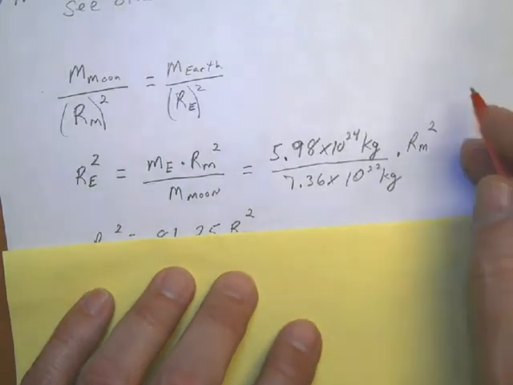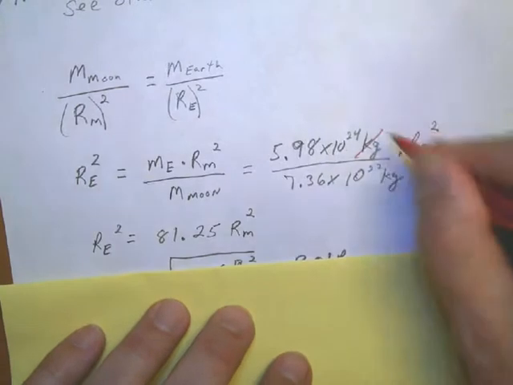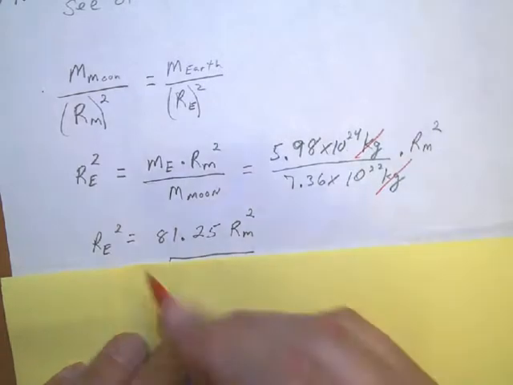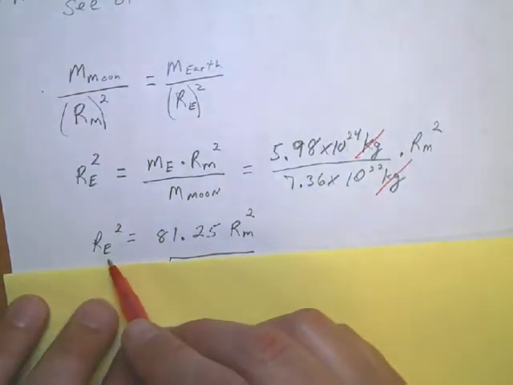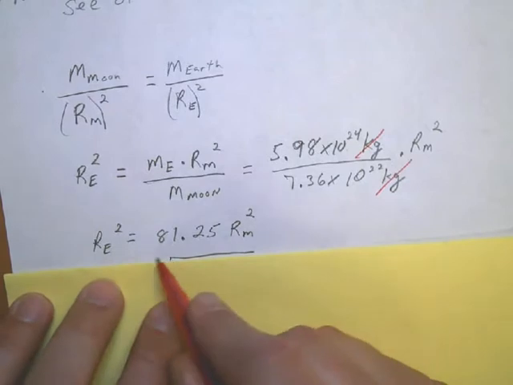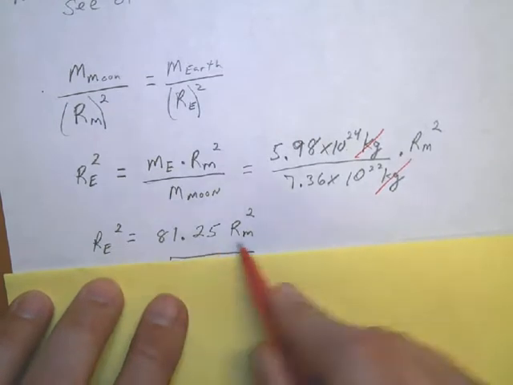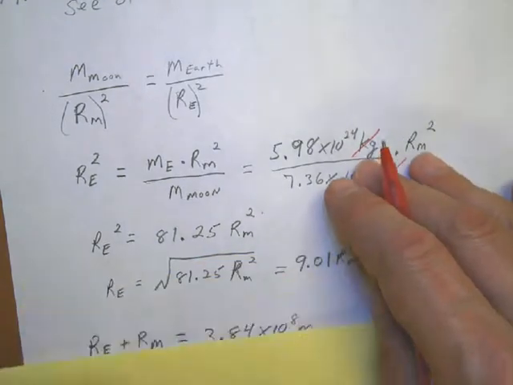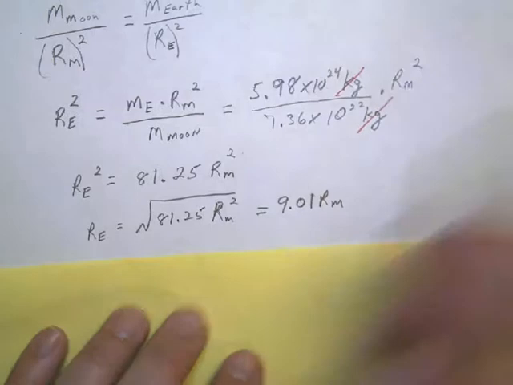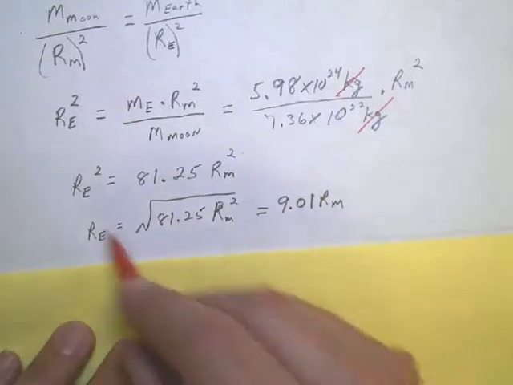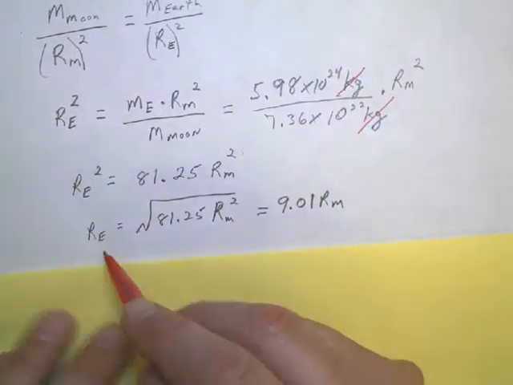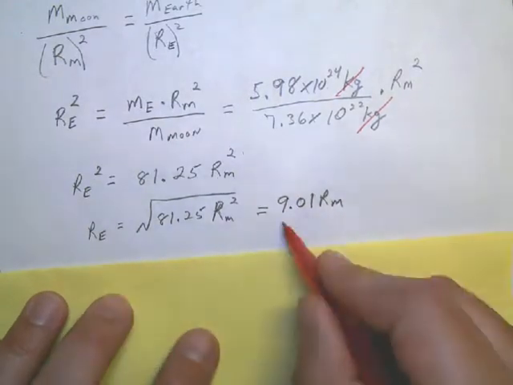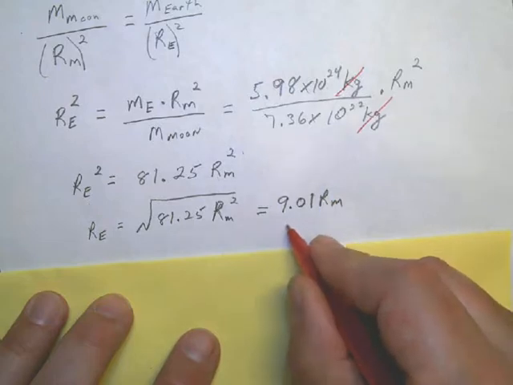times the radius squared of the Moon. Our kilograms cancel out, one in the numerator, one in the denominator, and we're left with a radius, or the distance to the Earth squared, will be equal to 81.25 times the distance from the object to the Moon squared. Just doing the math here for you, taking the square root to get the distance to the Earth instead of distance to the Earth squared, I get that the distance from the object to the Earth is 9.01 times the distance from the object to the Moon.